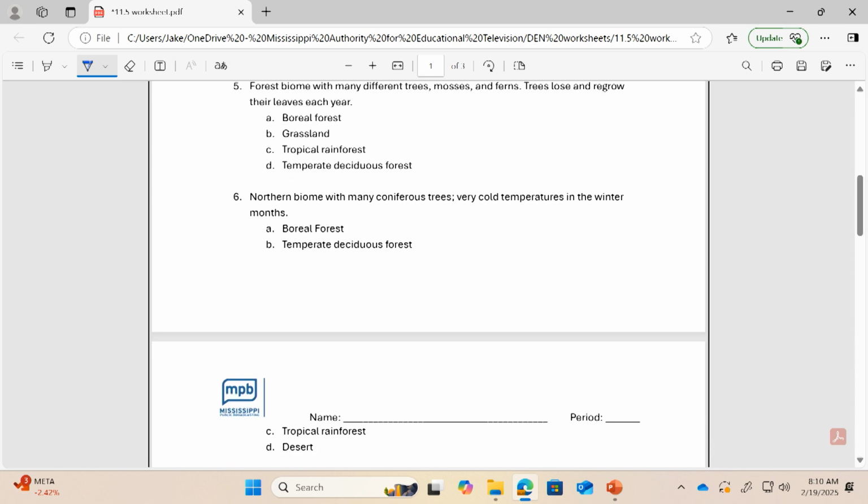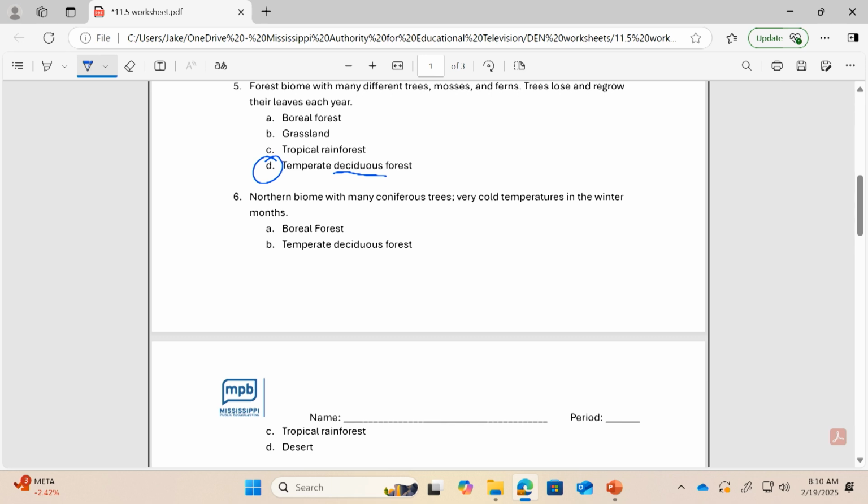All right, here's 5 and 6. So 5 says, a forest biome with many different trees, mosses, and ferns. Trees lose and regrow their leaves each year. I gave y'all a word, and the definition was trees that lose and regrow their leaves every year. Y'all might remember that that word is called deciduous. If a tree is deciduous, it's losing its leaves and regrowing them. And so a forest with a lot of those trees is called a temperate deciduous forest. This is what we have here in Mississippi. Okay, let's keep it going.